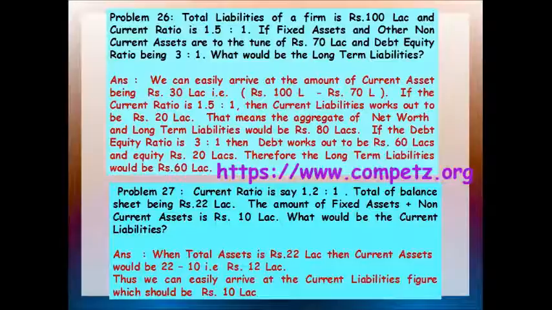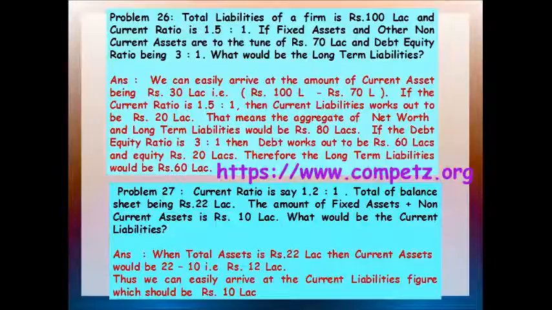Then the new problem here is total liabilities of a firm is INR 100 lakhs. Total liabilities is 100 lakhs. The current ratio is 1.5:1. If fixed assets and other non-current assets are to the tune of INR 70 lakhs and debt equity ratio being 3:1, what would be the long-term liabilities? Okay, so friends, here the question is long-term liabilities. What is the long-term liabilities? So here we can easily arrive at the amount of current assets being 30 lakhs.